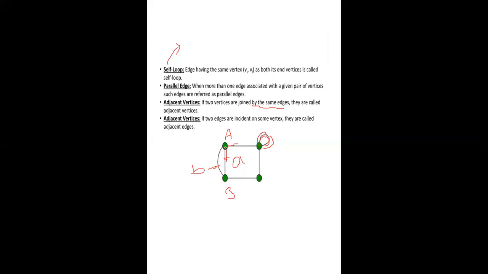For example, A is the adjacent of B. Let's suppose this is C, then A is the adjacent of both B and C. And next is, it is not vertices, it is a mistake, it is adjacent edges. If two edges are incident on the same vertex, let's suppose these edges are incident on the same vertex A, then these are called the adjacent edges because these edges are incident on the same vertex A.